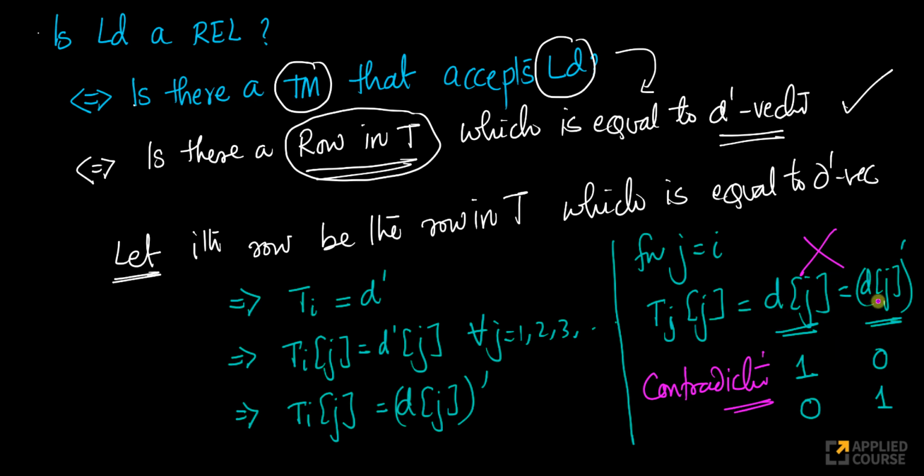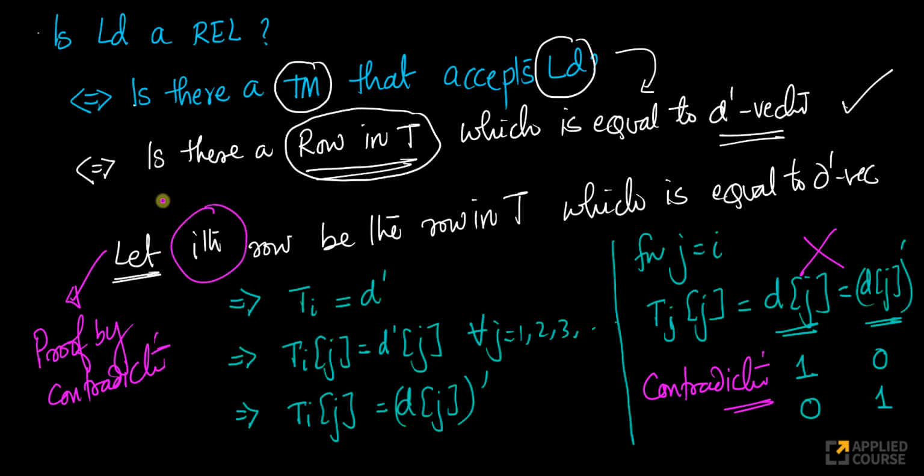The moment you find a contradiction, you take your steps back. You go back step by step and say that this is wrong or not valid. We are using proof by contradiction and saying such an ith row does not exist. Here we said let there be an ith row which is equal to the d dash vector. Now, because we got a contradiction, such an ith row can't exist. If such an ith row can't exist, there is no row.